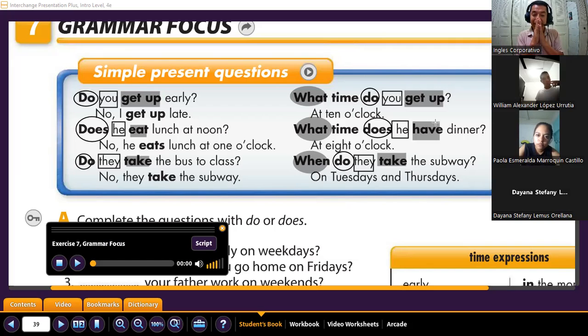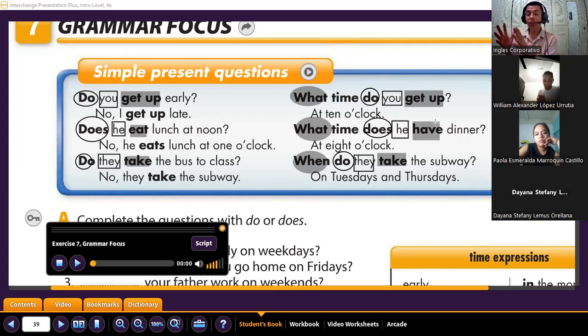Una pregunta cerrada, right? Do you get up early? Only yes or no. No le pregunté nada más. Solo le dije sí o no. Yes, I do. Do they take the bus? No, I didn't ask that. Yes or no. Yes, they do, or no, they don't. Two options, no more. Understand? Good. This is the difference.